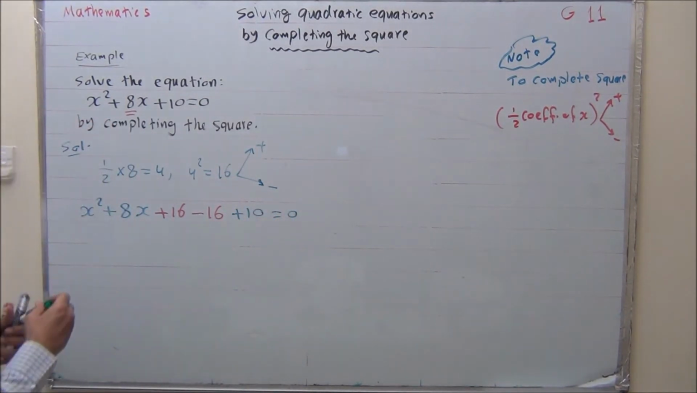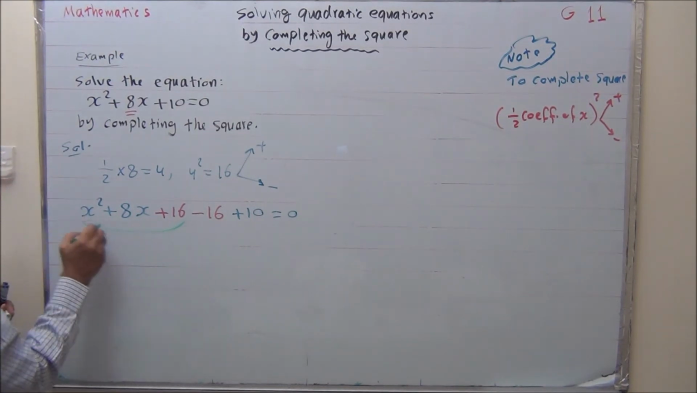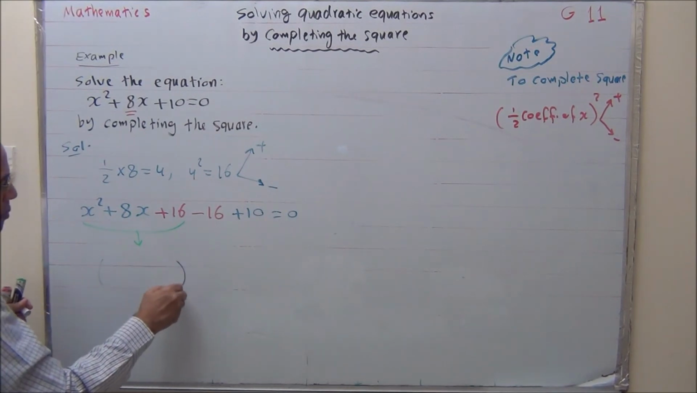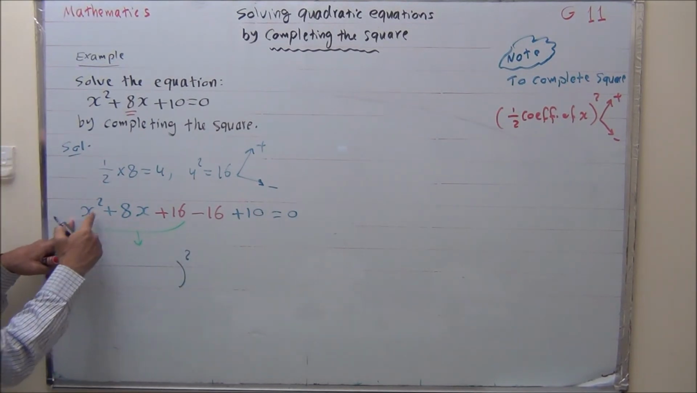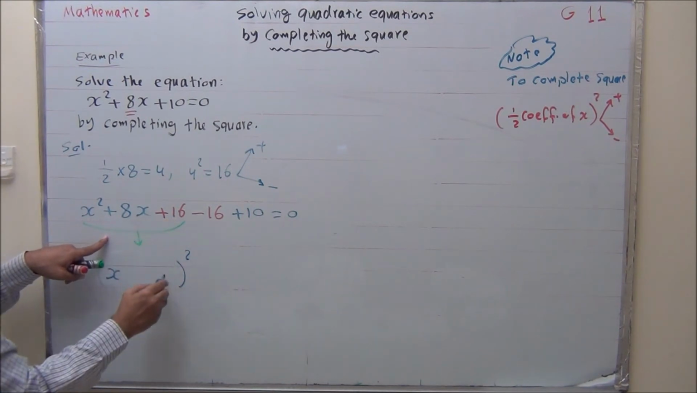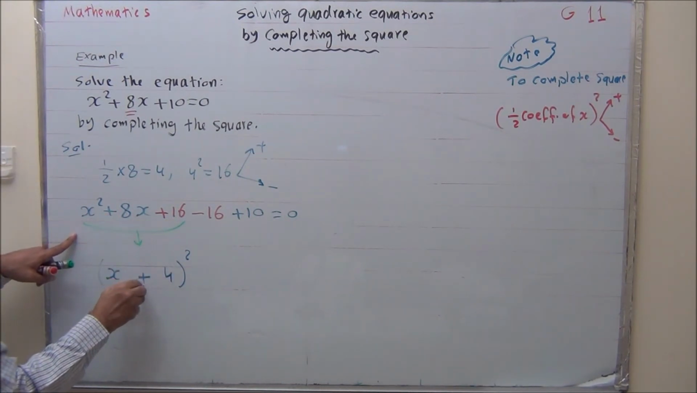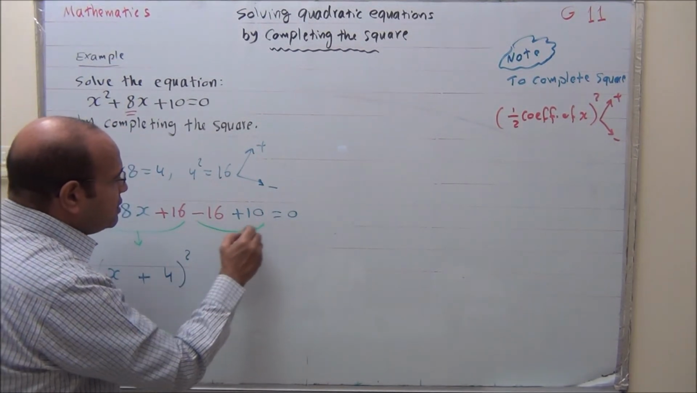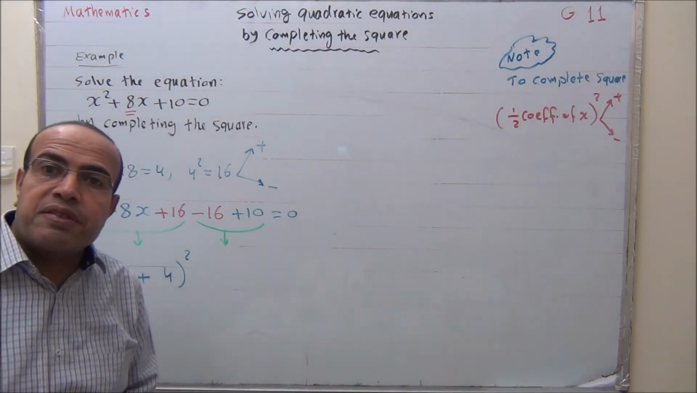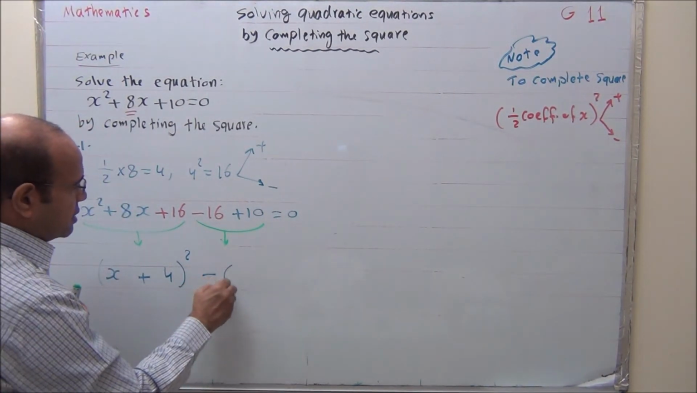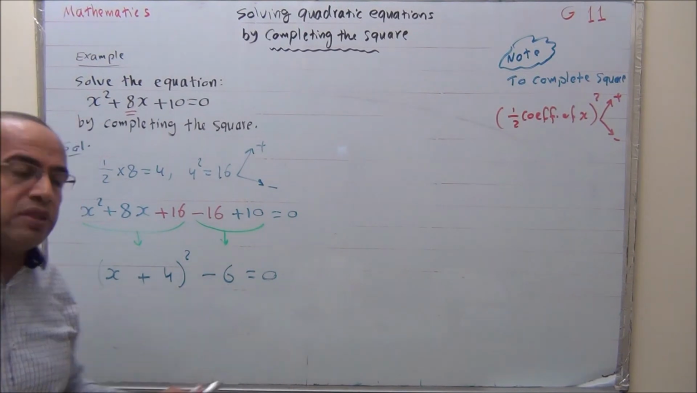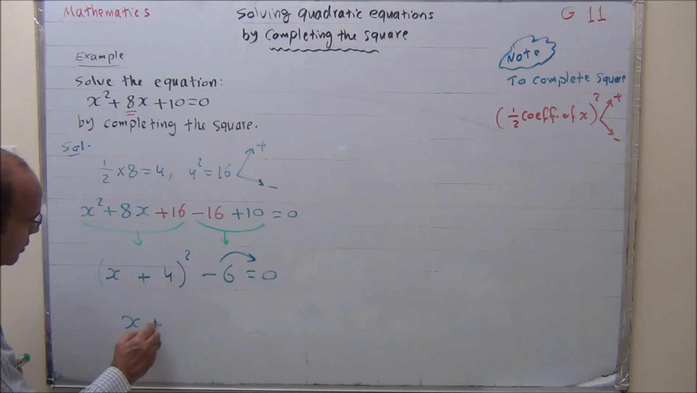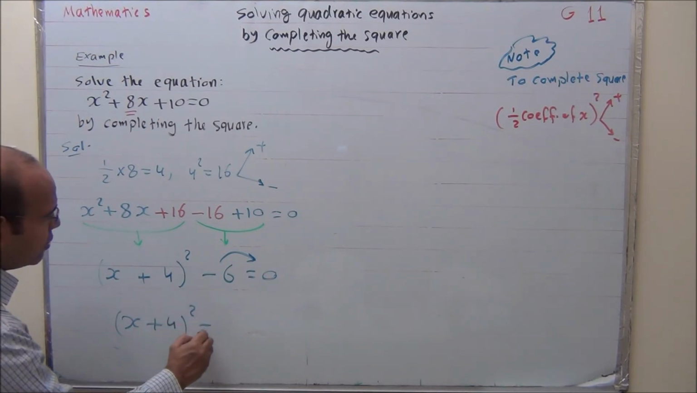Now, the first 3 terms form a perfect square. So we write this as bracket to the power 2. Square root of the first, which is x. Square root of the last, which is 4. Sign of the middle term. What about the other 2 numbers? We add them up. Negative 16 plus 10, it's negative 6. So it's negative 6 equal to 0. Now we need to solve this equation. We move negative 6 to the other side. So (x plus 4) squared equals 6.